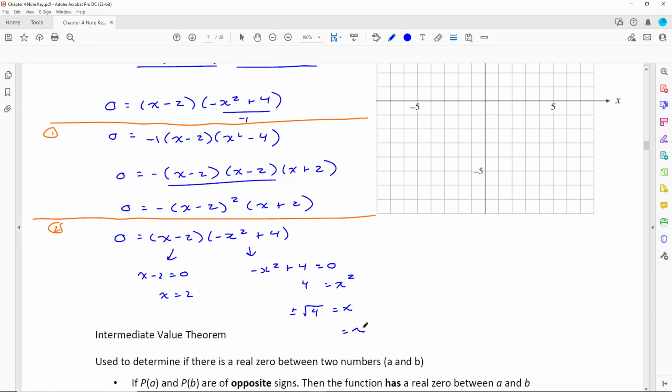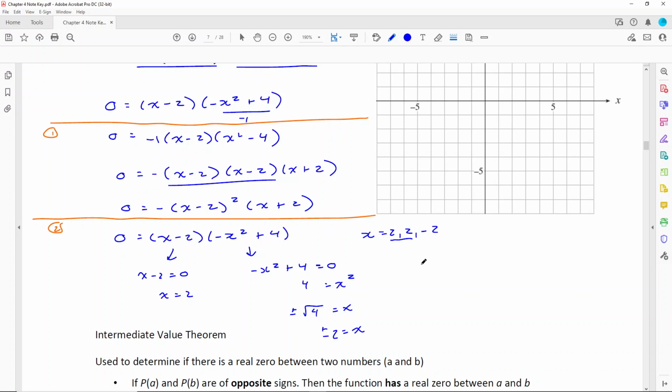And I get x equals plus or minus 2. Sorry, talking and writing, not my strong part. So what you would notice with this one is that I got the x-intercepts of 2, 2, and negative 2. And that'll show me again that the x-intercept of 2 has a multiplicity of 2 because it showed up twice.